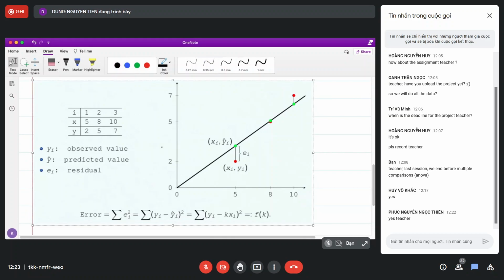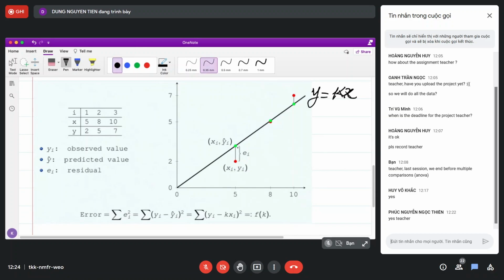So you consider this data set with 3 points: (5, 2), (8, 5), (10, 7). They are the red dots, so there are 3 red dots here. And suppose that you can find the model, the equation y equals k times x. If this equation is true, then you come up with the green dots. The green dots are the points that you use to predict. They are what you predict, what you expect.